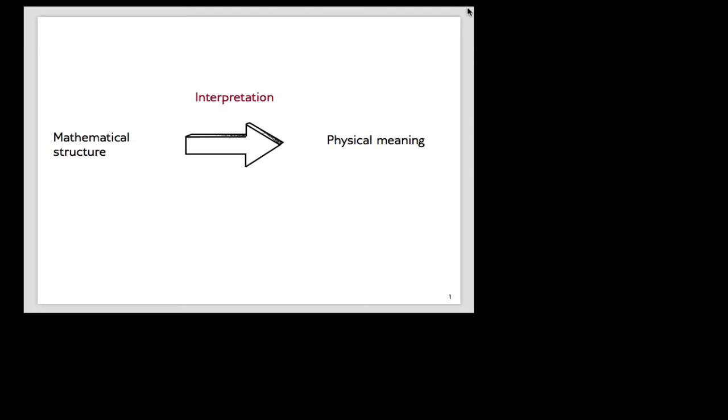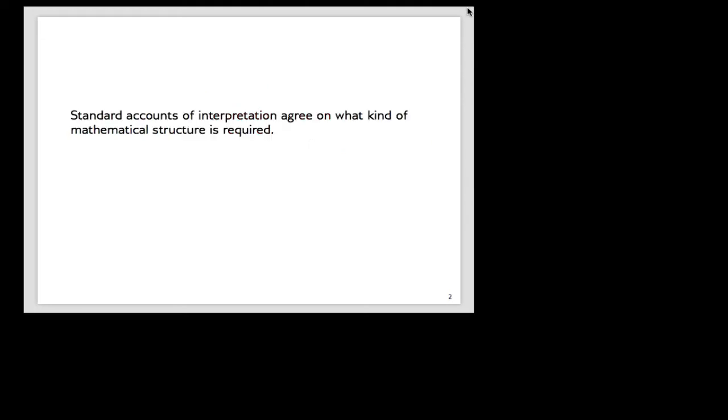So what I want to note is that standard accounts of how to go about interpreting a theory agree on what kind of mathematical structure is required to go about interpreting the theory. Those standard accounts are pretty well regimented about this. And one aspect that I think most standard accounts agree on, or what makes standard accounts standard, is that they adopt something that I'm going to call the exactness requirement, which is that it must be possible to determine the empirical content of a theory exactly, at least in principle.